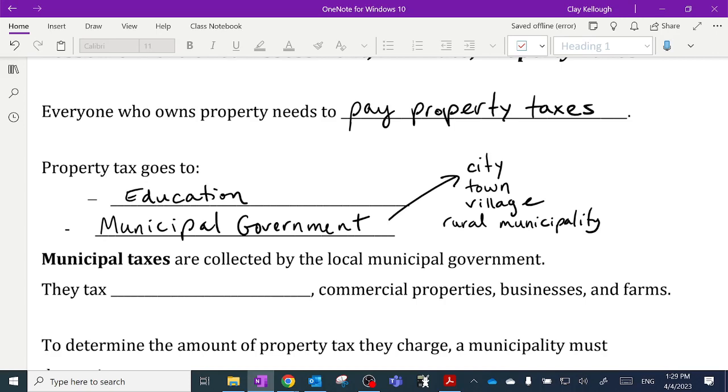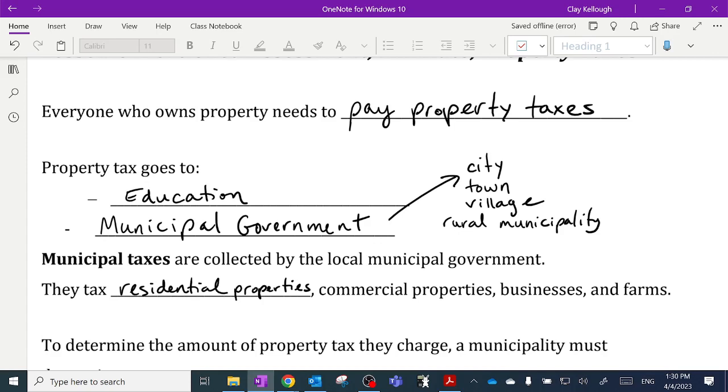Municipal taxes are collected by the local municipal government. So again, that's your city government, your town, your village, your RM. And they tax residential properties, commercial properties, businesses, and farms.